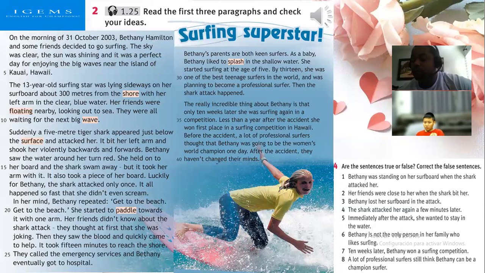The 13-year-old surfing star was lying sideways on her surfboard, about 300 meters from the shore, with her left arm in the clear blue water. Her friends were floating nearby, looking out to sea. They were all waiting for the next big wave. Suddenly, a 5-meter tiger shark appeared just below the surface and attacked her. It bit her left arm and shook her violently backwards and forwards. Bethany saw the water around her turn red. She held onto her board and the shark swam away, but it took her arm with it. It also took a piece of her board.